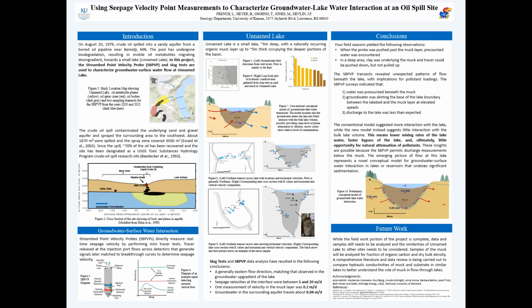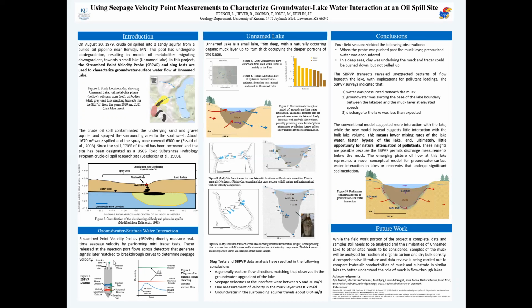Several decades ago, an underground oil pipeline ruptured, spilling crude oil into the subsurface. Though the site has been a major USGS site for studying oil spills, the lake nearby has not yet been looked at comprehensively. This project uses streambed point velocity probes, or SPVPs, along with slug tests to characterize groundwater-surface water flow at an unnamed lake.